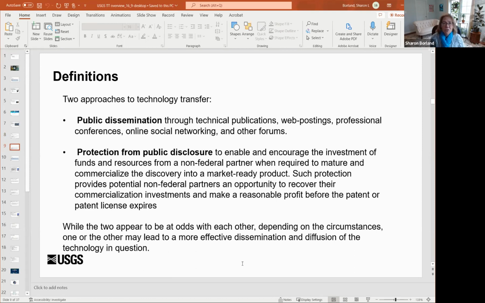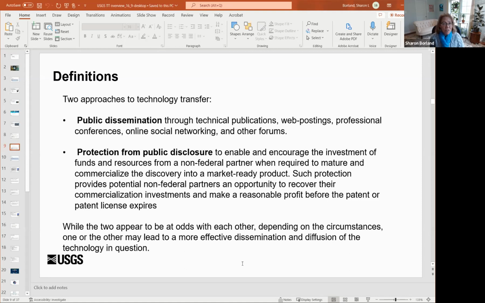Now, there are two approaches to technology transfer that federal agencies, or actually for that matter, any entity out there can undertake. You could make information immediately available to the public through publications, web postings, professional conferences, social networking, and other forums.